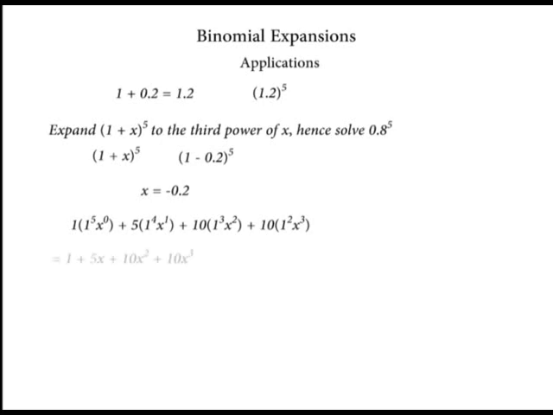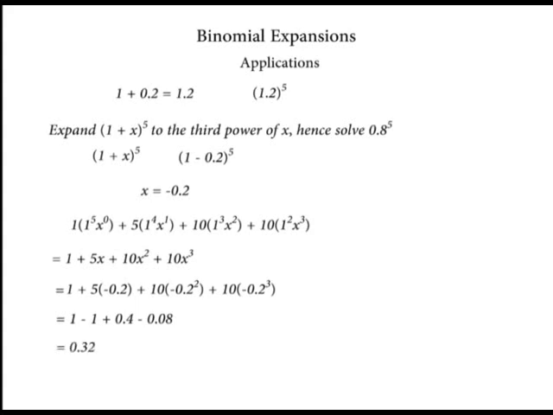And so we have 1 plus 5x plus 10x squared plus 10x raised to power 3. Substitute: 1 plus 5 times minus 0.2 plus 10 times minus 0.2 squared plus 10 times minus 0.2 raised to power 3. That will give us 1 minus 1 plus 0.4 minus 0.08, and that gives us 0.32.